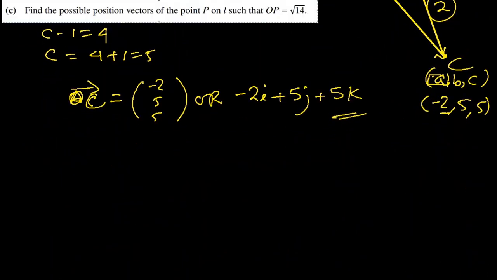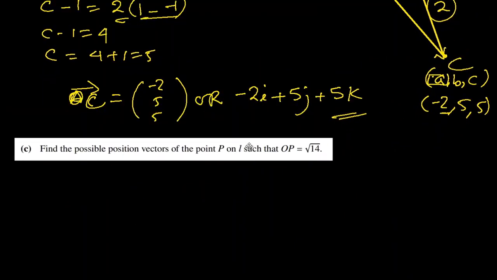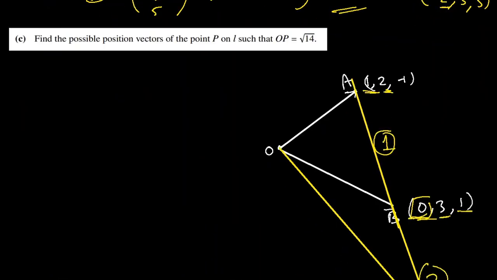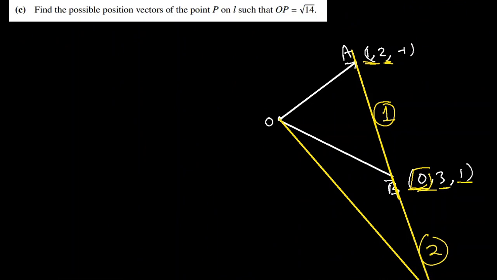Now part C. It says find the possible position vectors of point P on L such that OP is square root 14. So I have copied the picture again here. We want a point P. So let's say the point is here, P, and this distance OP has to be square root 14. So let's give some alphabets to its coordinates as well: R, S, and T. These are the coordinates of P.